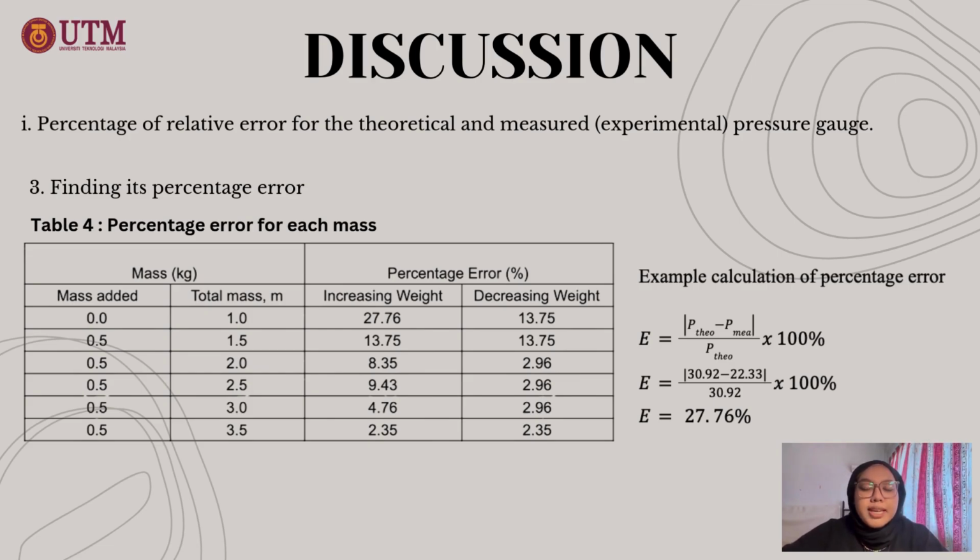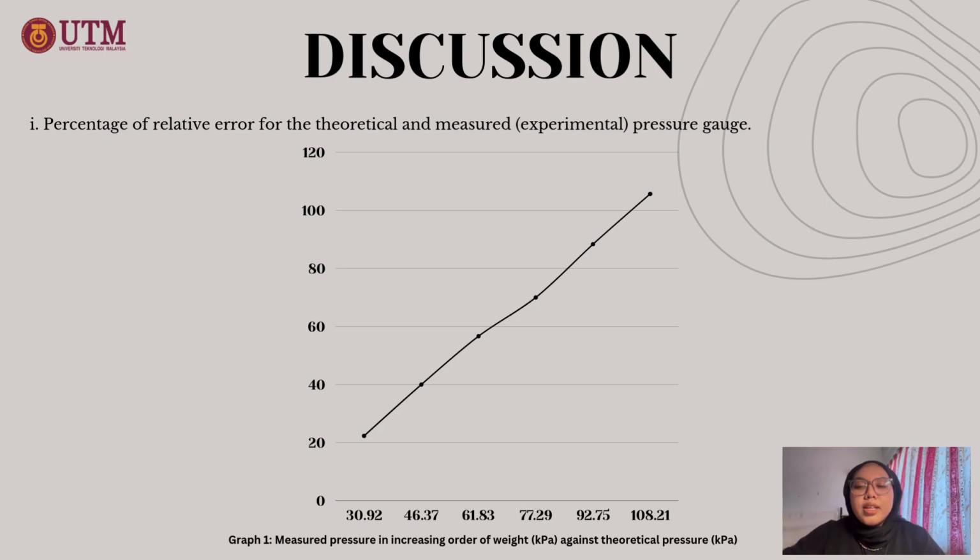Table 4 shows the percentage error for each mass, using the example calculation of percentage error with the formula: error equals the absolute value of P theoretical minus P measured, over P theoretical, times 100%. Graph 1 is tabulated using the data obtained in Table 1, which is measured pressure in increasing order of weight in the unit of kPa against theoretical pressure in the unit of kPa.